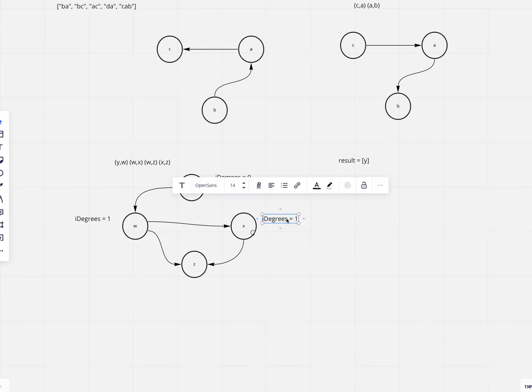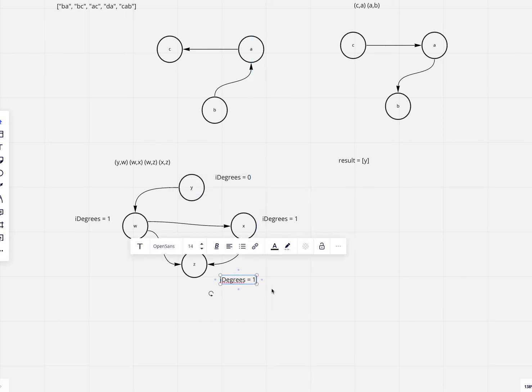In x, that would be 1 as well, I think. And in z, that would be 2. And why is this important? And why do we care about putting this in degrees? Because that gives us the order in which it would appear. So remember, we're talking about from w, which one we should go first, x or z.